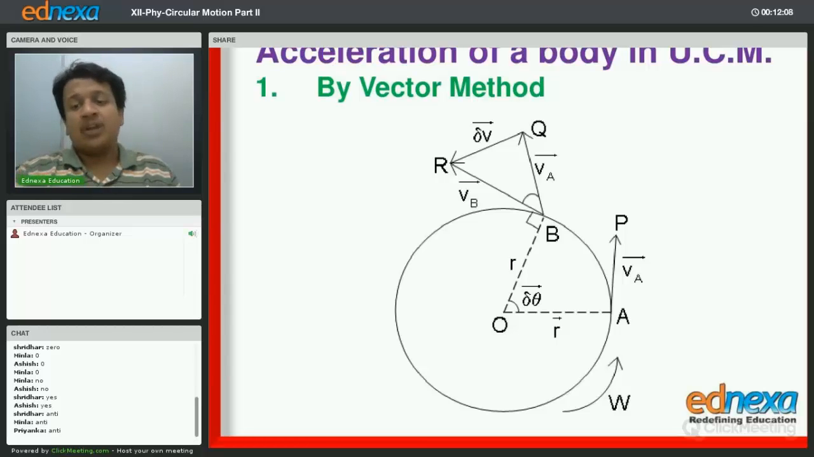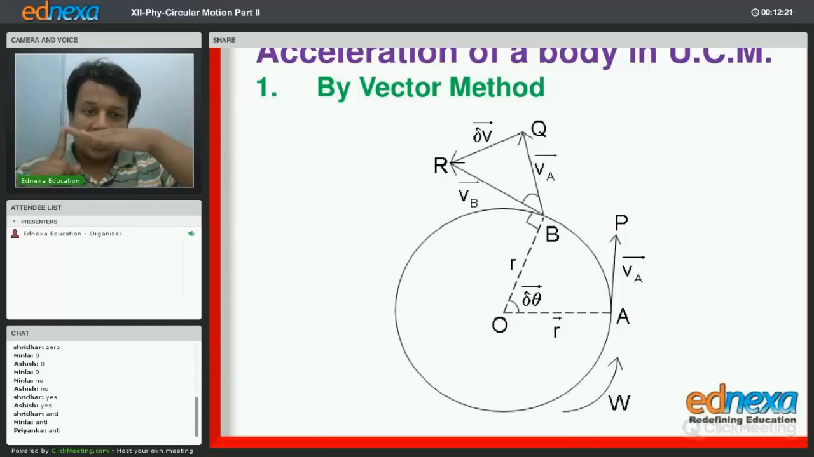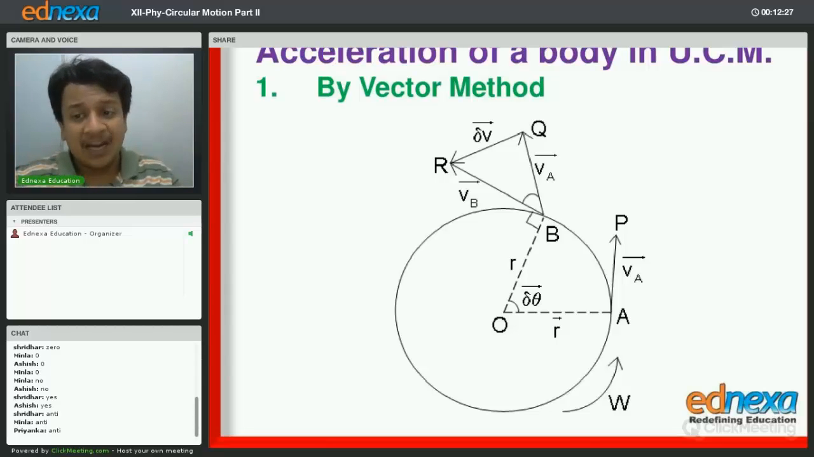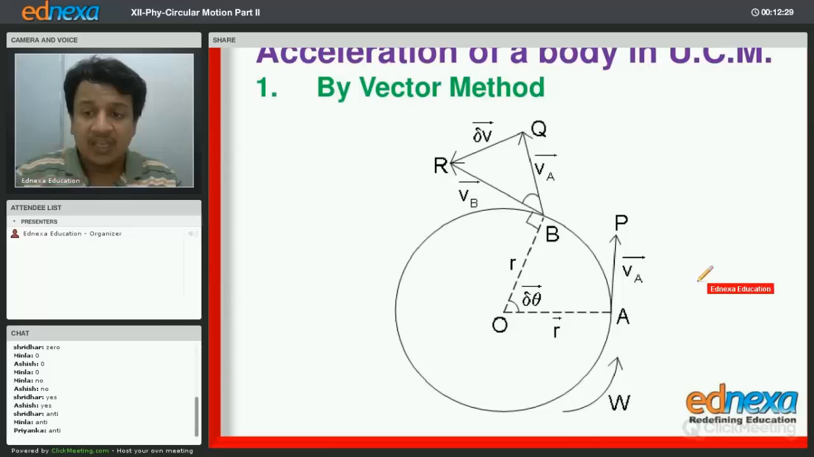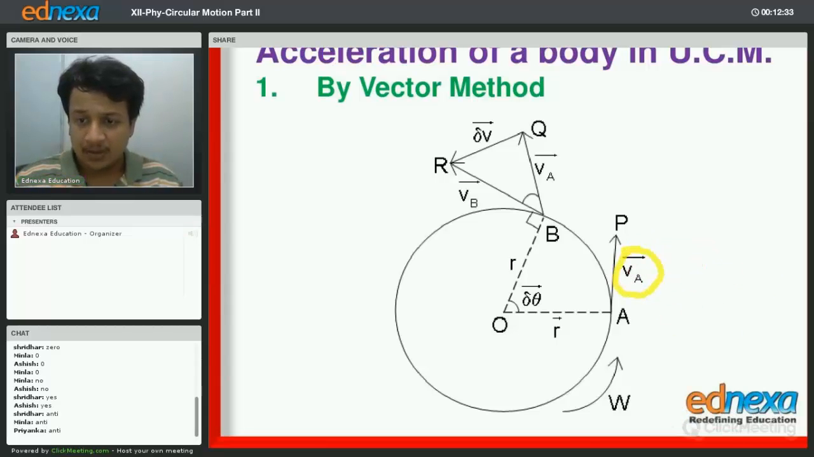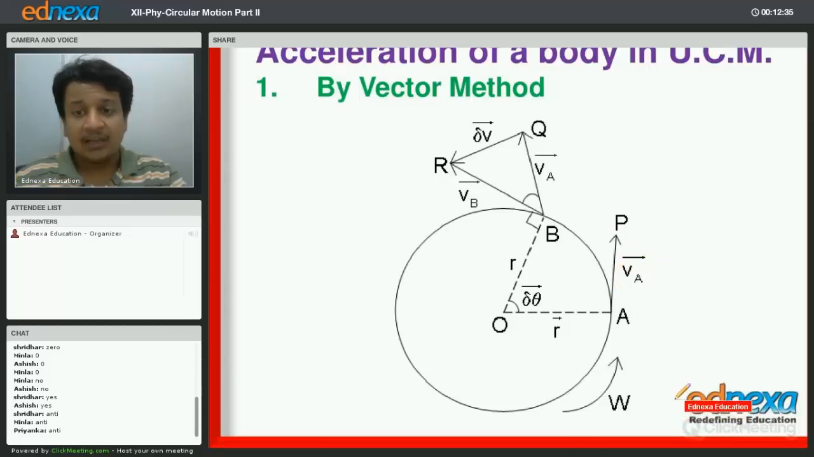Initially, that particle is at point A. After some time, that particle will reach point B by covering angle delta theta. The velocity of the particle at point A is vector VA as shown over here. See, this is vector VA. And at point B it is vector VB.